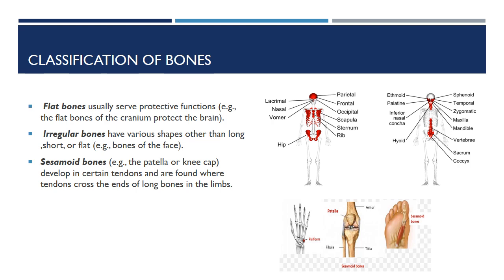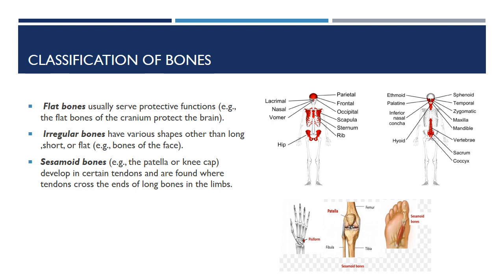Next is the flat bones. Flat bones include the ribs, sternum, scapula and bones in the vault of the skull. So the main function of flat bone is to protect the organs. For example, the cranial bones protecting the brain. Then they have two layers of compact bone, enclosing the spongy bone and the marrow.